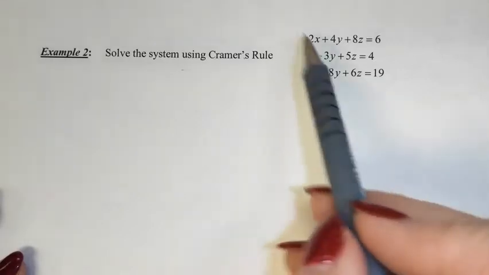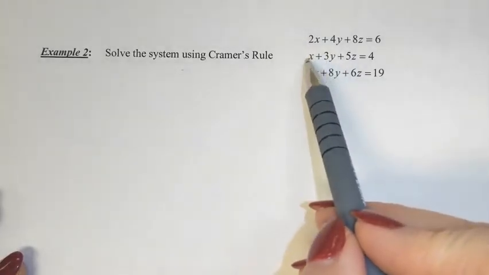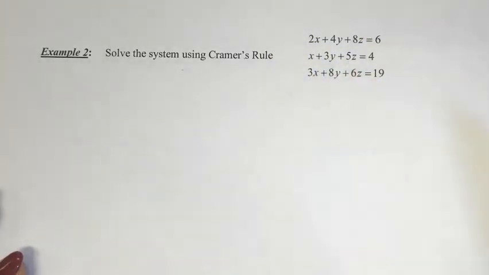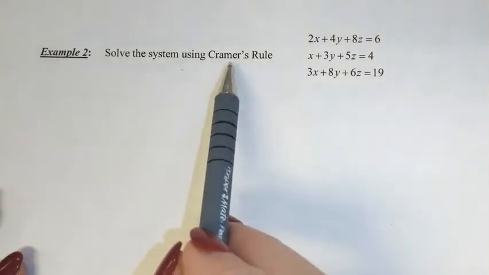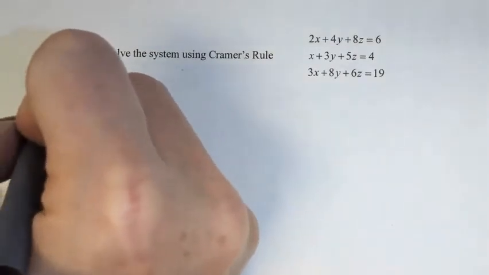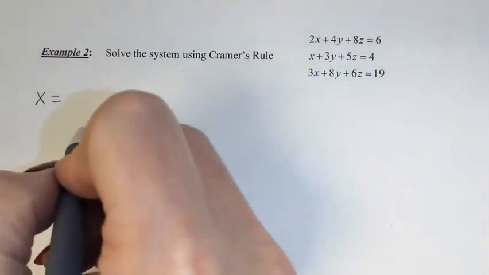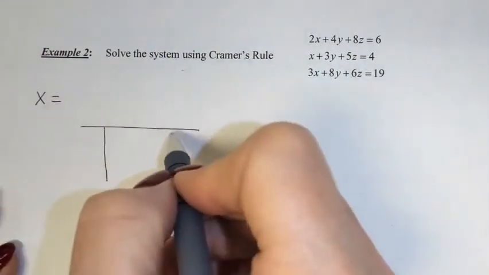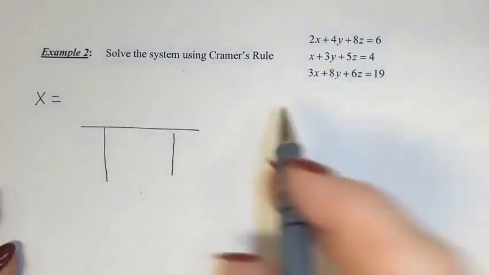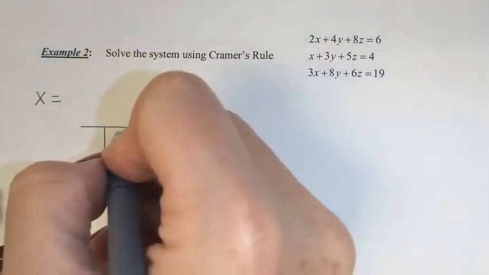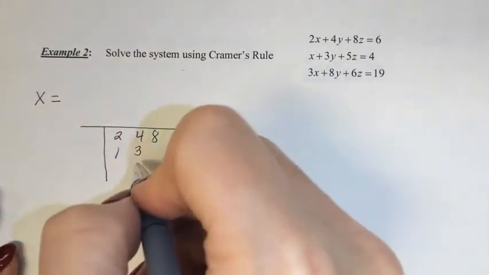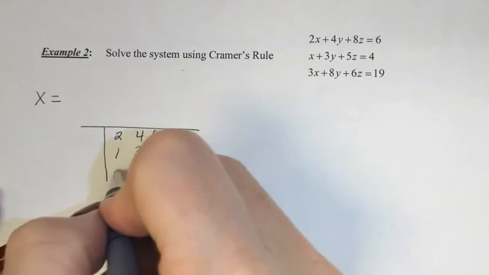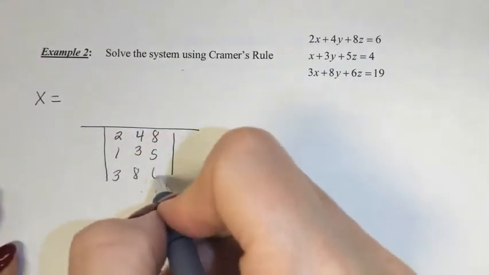So we're going to set that up. We're just going to check one more time what we would do if we were going to solve this by hand. The first step would be to multiply -2 by that second equation. But we're going to use Cramer's. So we're going to set it up. We're going to have that denominator. It's going to just be those coefficients of x and y. So it's going to go 2, 4, 8, 1, 3, 5, and 3, 8, 6.